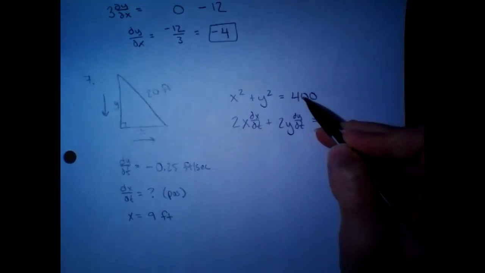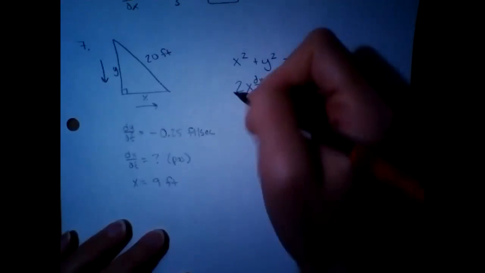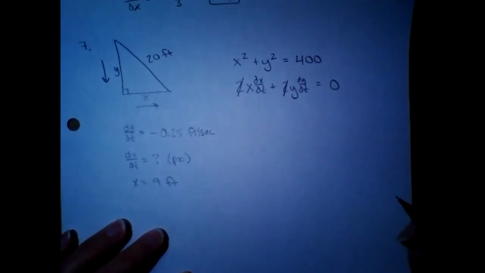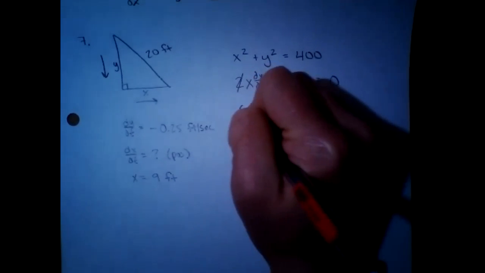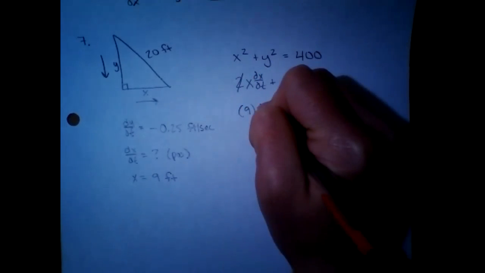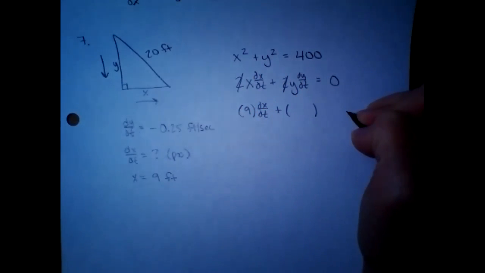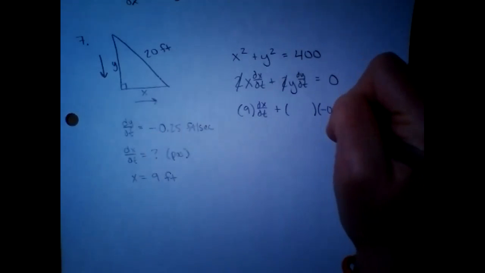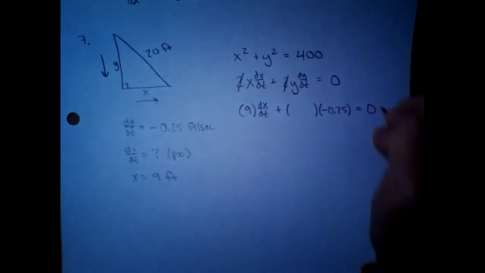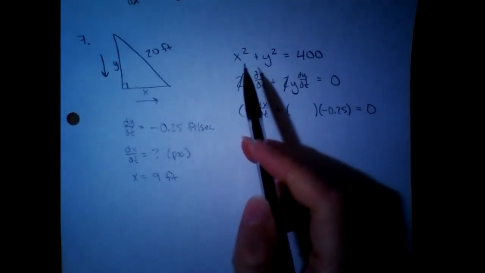And that went well. Pretty much everybody remembered that that derivative of a constant was going to be 0. So that was good. And then I'm going to cancel out the 2's. 0 divided by 2 would still be 0. So it's just simpler to get rid of those. And then we're ready to plug in. So x is 9. And dx/dt is what we're looking for. And I don't have y, so we'll have to come back to that. And then dy/dt is negative 0.25 equals 0.